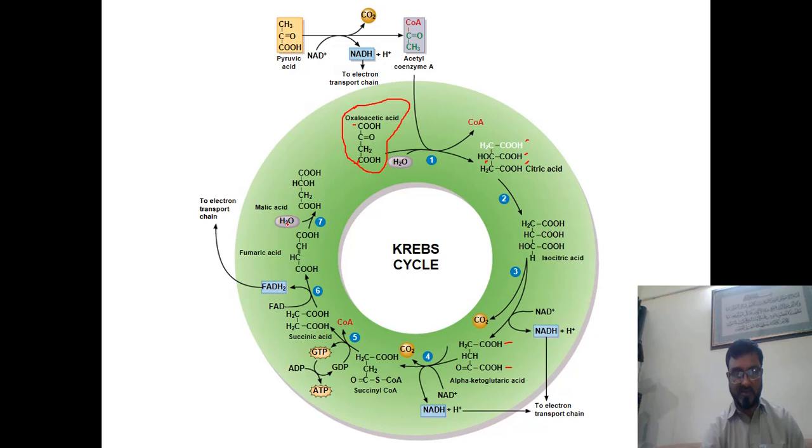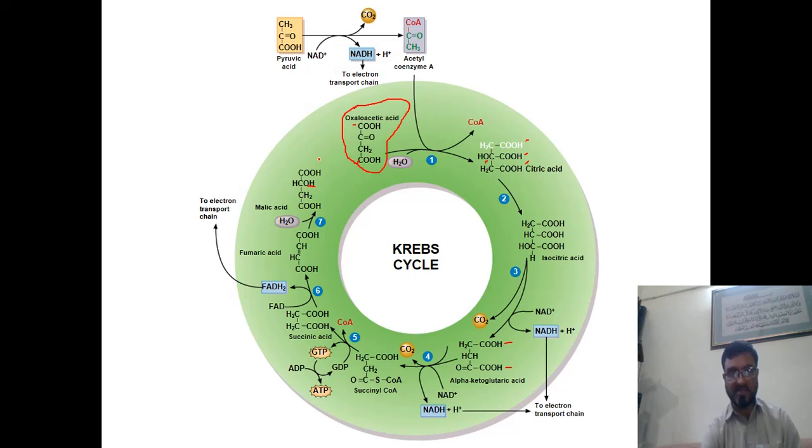And finally, this fumaric acid is converted into malic acid. Again, this is a dicarboxylic acid. You can see most of the compounds in this Krebs cycle are dicarboxylic acids, except citric acid and isocitric acid, which are tricarboxylic acids. Fumaric acid is converted into malic acid by the addition of a water molecule, where H is introduced at that point and OH is introduced at that point. So this is the malic acid.